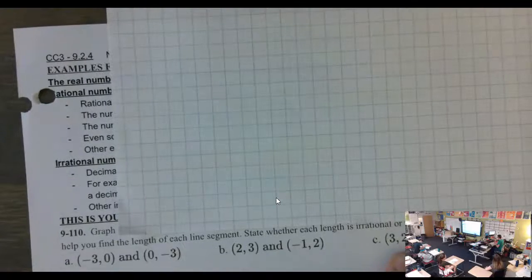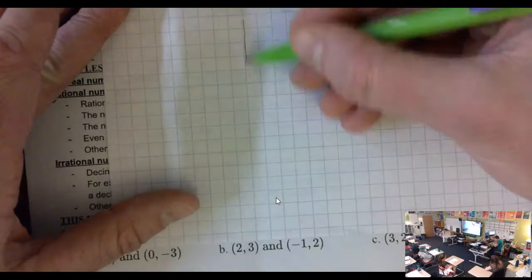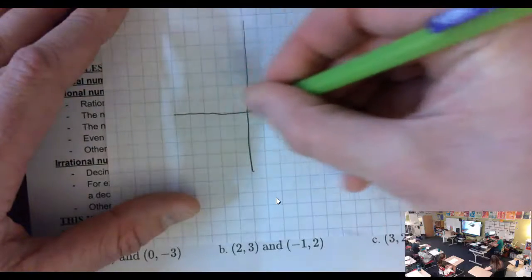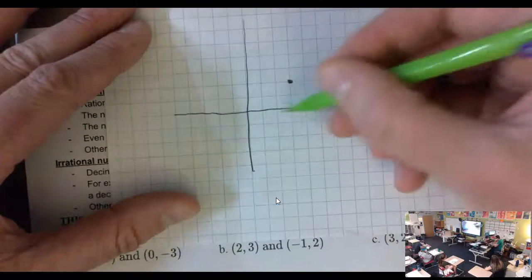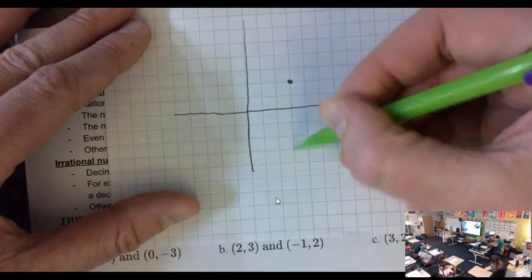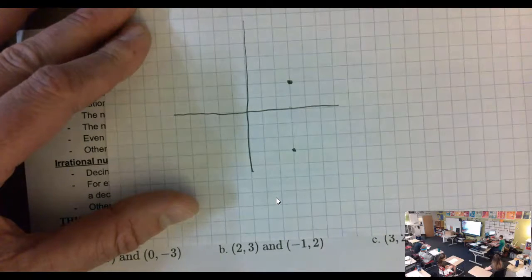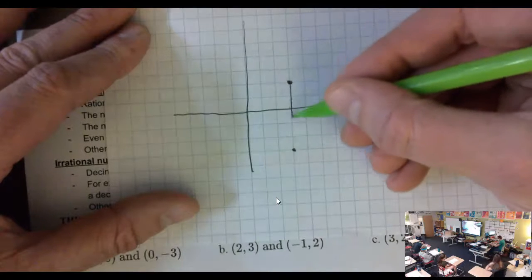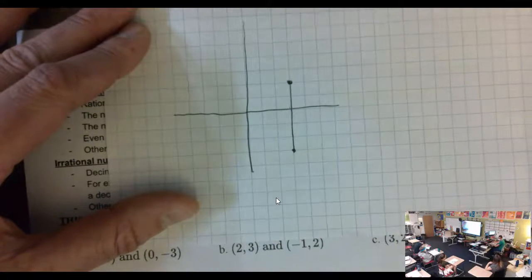X of 3, y of 2. X of 3, y of negative 3. I'm going to make a real quick. So x of 3, y of 2. X of 3, y of negative 3. I don't even have to make a triangle here, which I think is what's messing you up. So what is the length between them? That's countable. We don't have to calculate that. That's it.